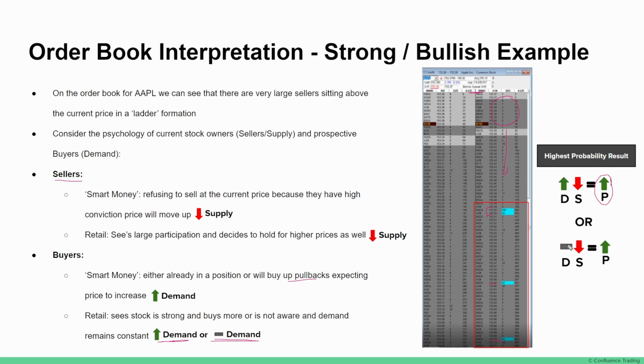Or you could also think about it as having stagnant demand, because maybe the retail traders are a bit clueless, and you have decreasing supply, which once again will drive price up. So the highest probability scenario when you see a level 2 that looks like this, where you have a ton of stacked orders to the ask side and nothing really to the bid side, is that price will probably move up to go fill those large orders.